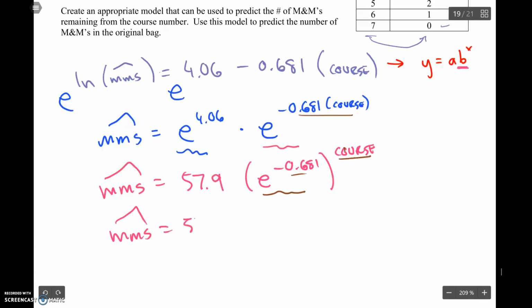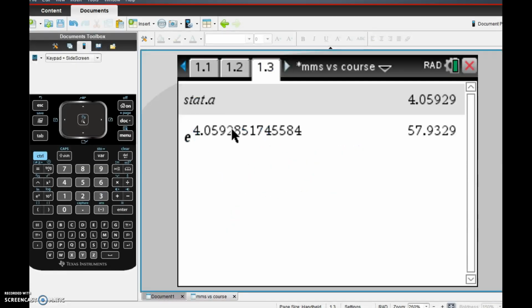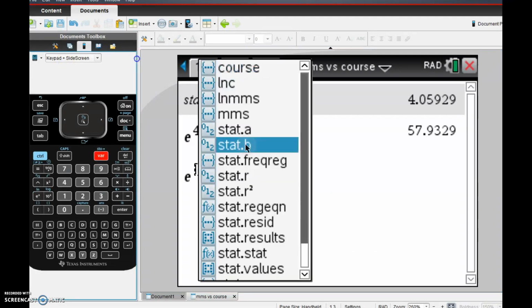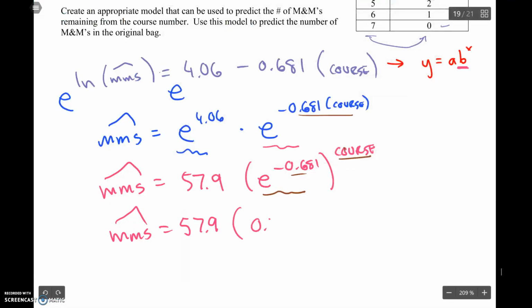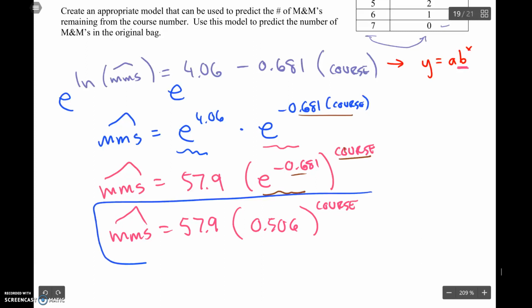Number of M&Ms is 57.9. Let's type in that number, e to the, it's my slope, I think, 0.506 to the course power. And there is our exponential model.